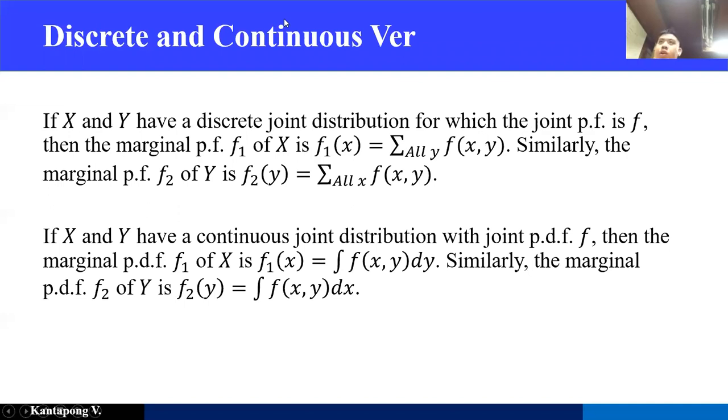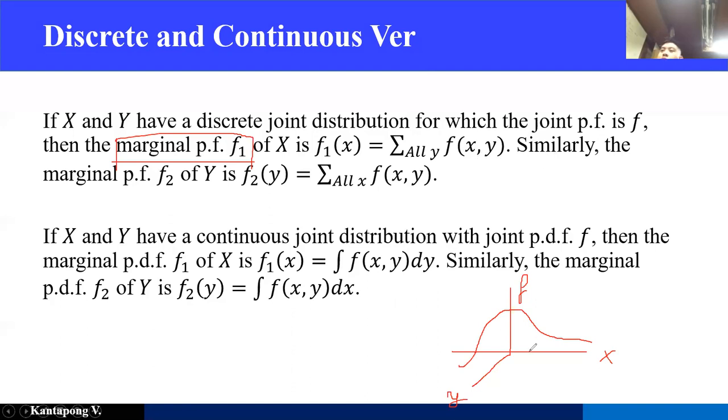Okay. So for the discrete one, x and y have the discrete joint PF, and we have the marginal PF. So let's imagine it like this. Let's say we have a distribution like this, the normal distribution, with x and y axes. So this one is the joint, okay?